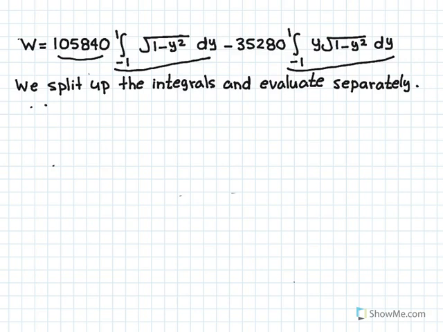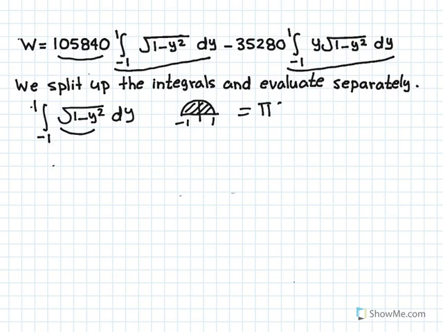Let's look at the first integral. Integral from -1 to 1, root of 1 minus y squared dy. The easiest way to solve this integral is to realize that the integrand happens to be a semicircle of radius 1. And the integral represents the area under the curve. So that's simply going to be pi times radius squared, radius is 1, 1 squared, divided by 2, is equal to pi over 2.